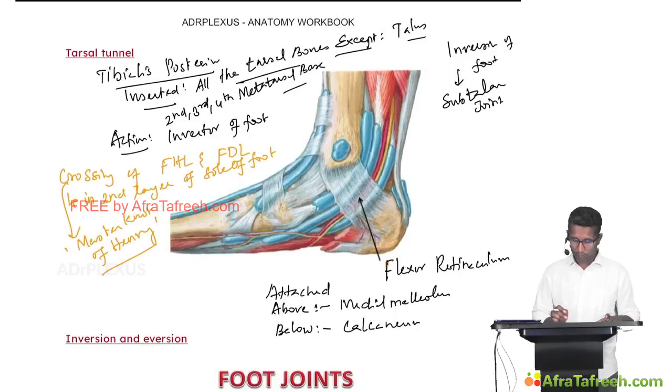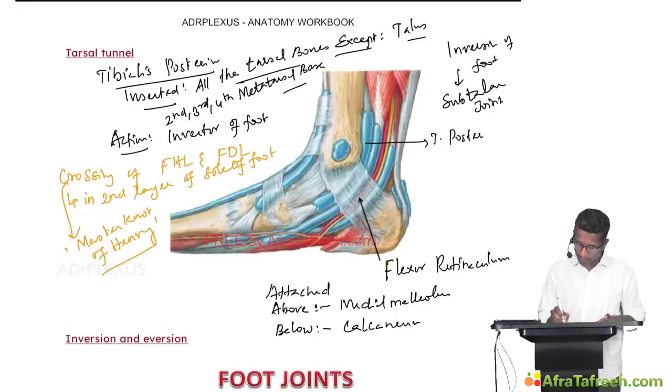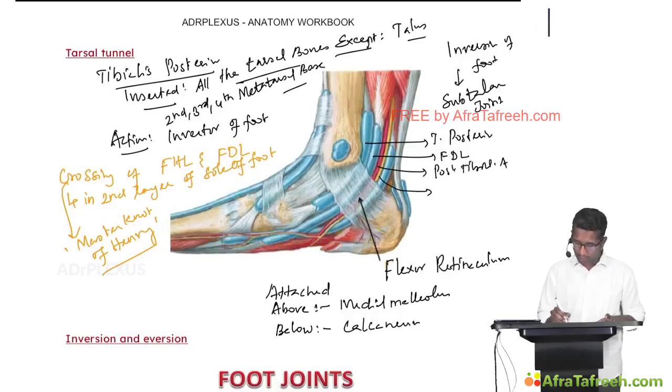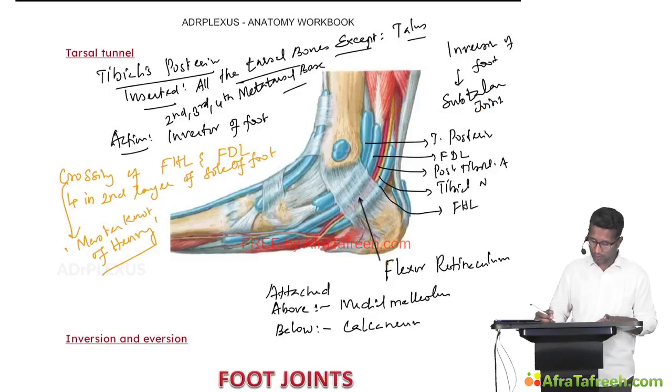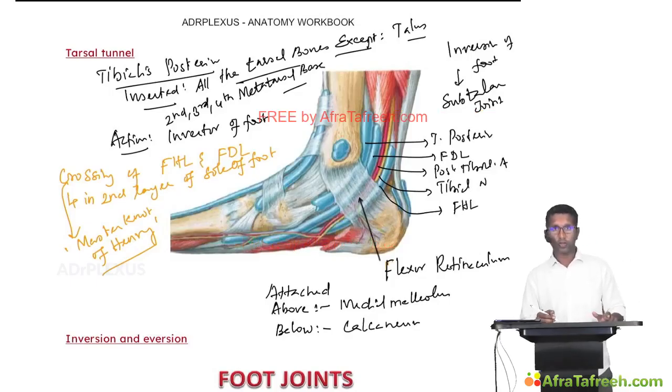Okay, so these are the important structures in this area. One is the tibialis posterior tendon. Next is the flexor digitorum longus tendon. Then you get the posterior tibial artery. Then you also get the nerve, that is the tibial nerve, and the tendon which is going more posteriorly is the flexor hallucis longus tendon.